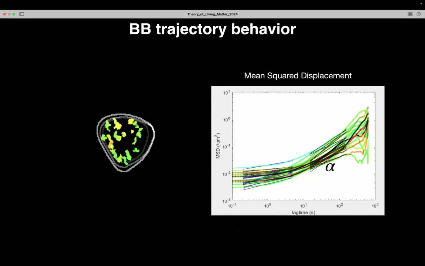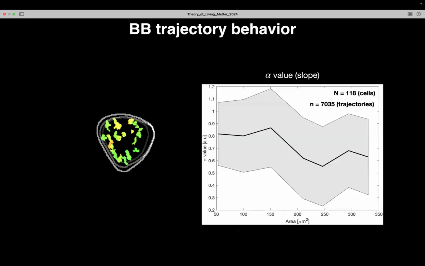So this is how the mean square displacement looks like. For example, we see here that if we start looking at the mean square displacement, looking at the long time scale, and look at the slope and plot this slope for hundreds of experiments we did against the surface area, this will look like this.